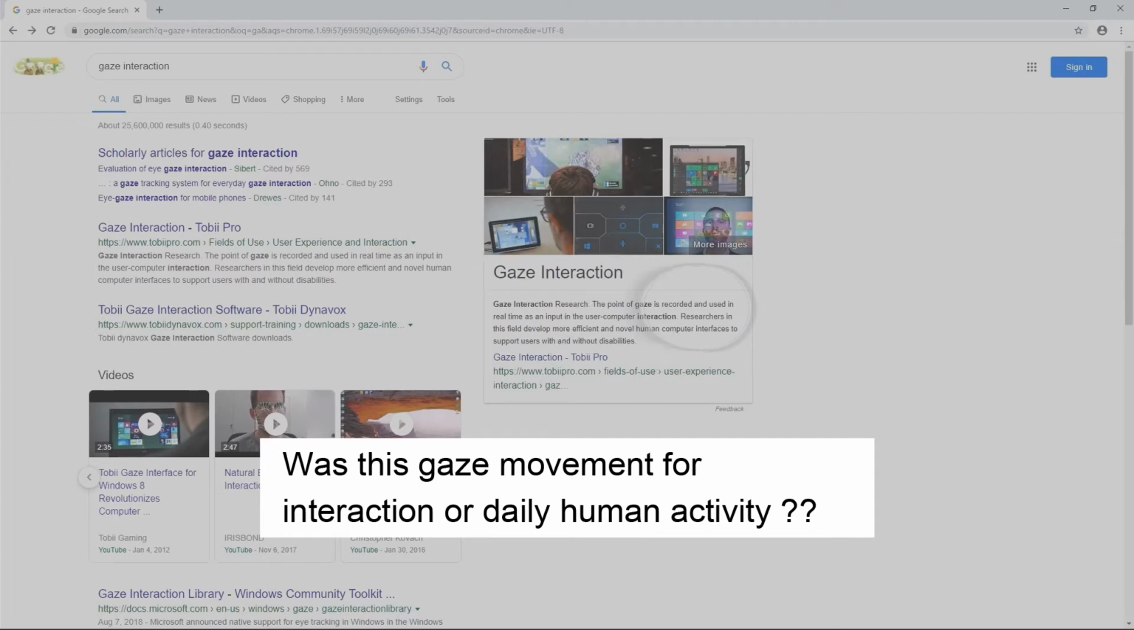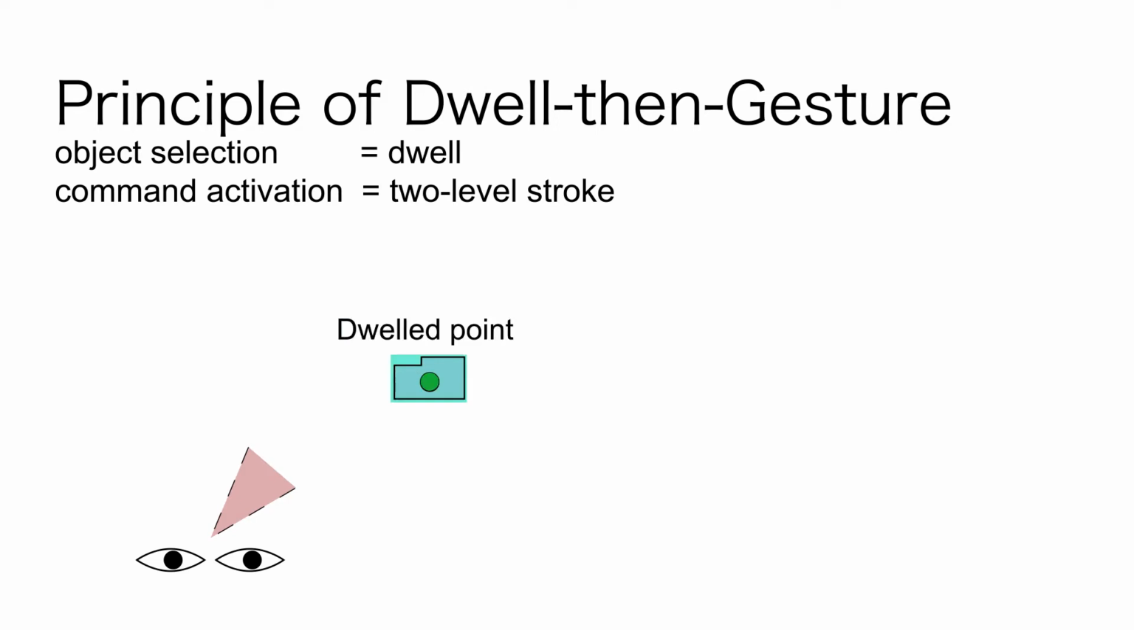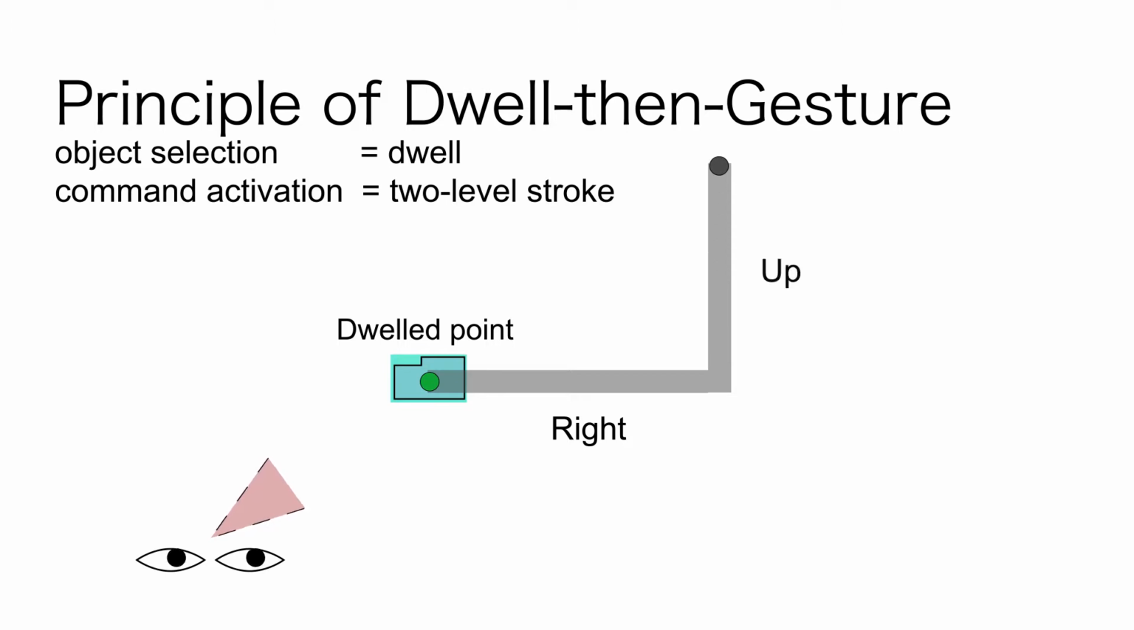To address this challenge, we carefully designed the detection system of dwell-then gesture experimentally. With our technique, object selection is performed by dwell and then, a command related to gaze movement is activated by two-level gaze movement. In this case, a right then up stroke activates a command on an object that the user dwells on.